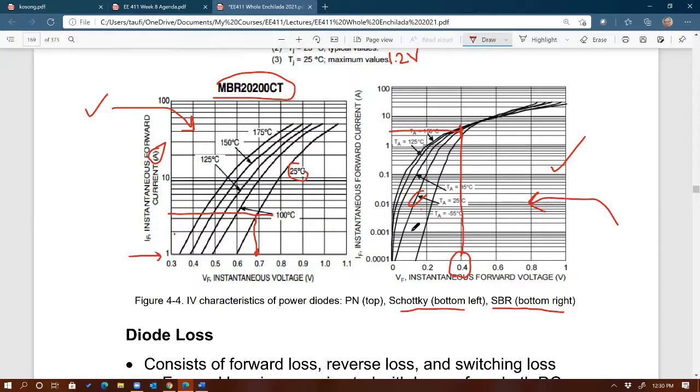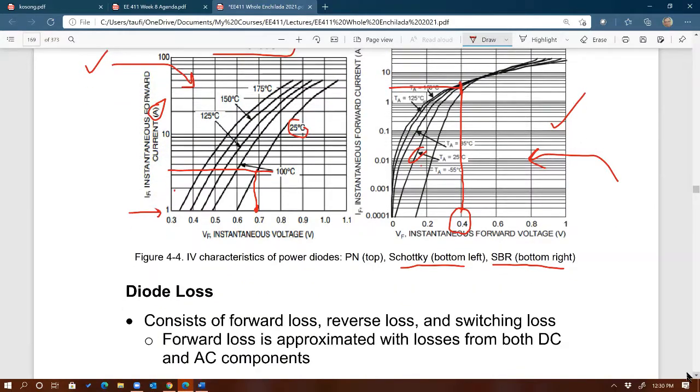So you can see the drop that you get from Schottkys as well as SBR diodes, right? They're relatively lower than PN junction diodes. That's more reason why you want to use Schottkys or SBR in DC to DC converters. Okay. Any questions on this?